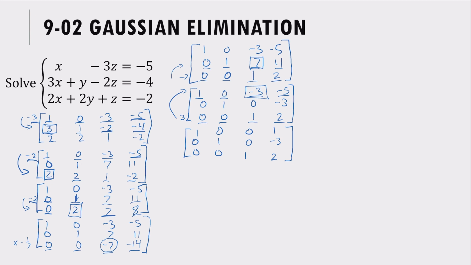And if it wasn't, that would be the next thing we'd turn into a 0 by adding the second and the first row. But it's already a 0, so we're done. So our equations are 1x equals 1, 1y equals -3, 1z equals 2. So in other words, that last column is the answers. 1, -3, 2.